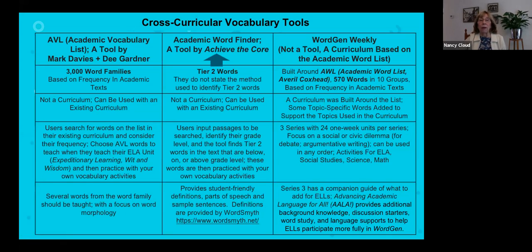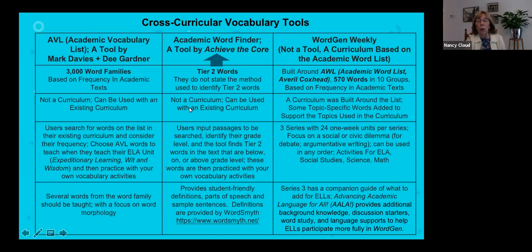Okay, a second tool that you can use is the academic word finder. And if you use the academic word finder here, you don't search for words, you put in passages, and it identifies what it claims are tier 2 words. They never state the method that they use to identify tier 2 words, so I don't know that. I wish I did. I hunted very hard. But they say that the words that they identify are tier 2 words. They're not everyday words, and they're not rare tier 3 words. They're tier 2 words, which is academic words.